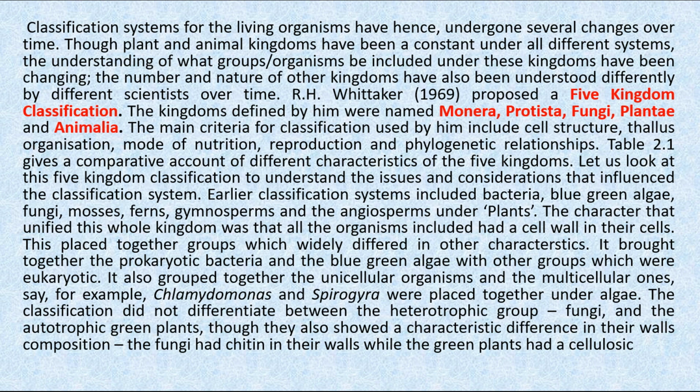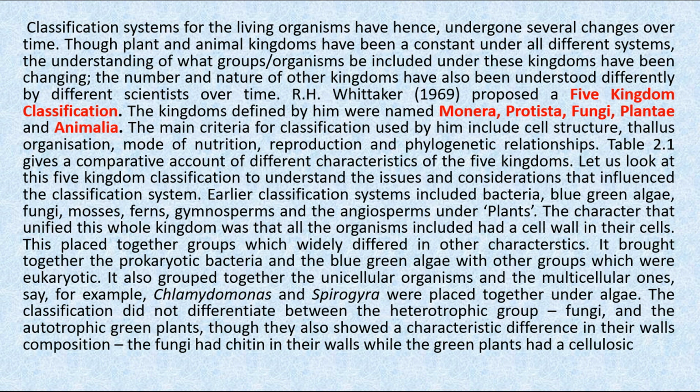Earlier classification systems included bacteria, blue-green algae, fungi, mosses, ferns, gymnosperms, and the angiosperms under plants. The character that unified this whole kingdom was that all the organisms included had a cell wall in their cells. This placed together groups which widely differed in other characteristics. It brought together the prokaryotic bacteria and the blue-green algae with other groups which were eukaryotic. It also grouped together the unicellular organisms and the multicellular ones.